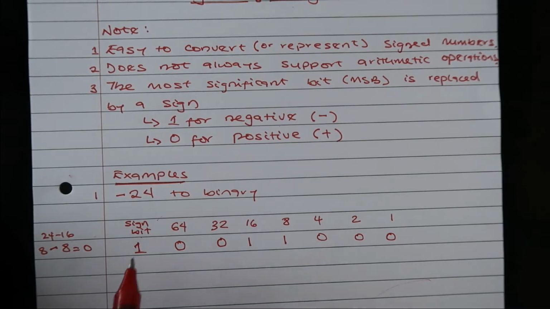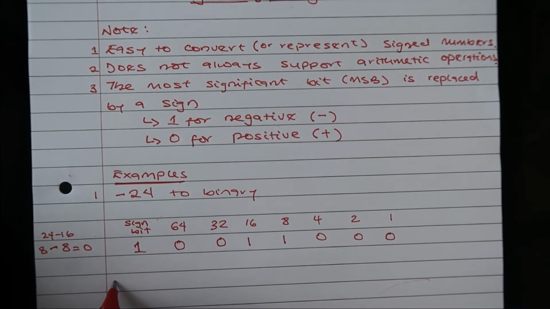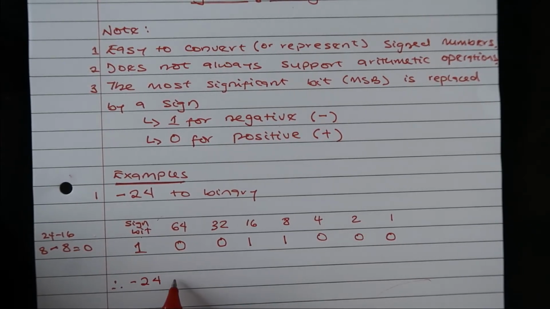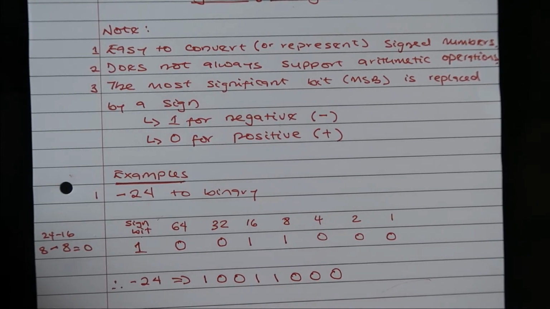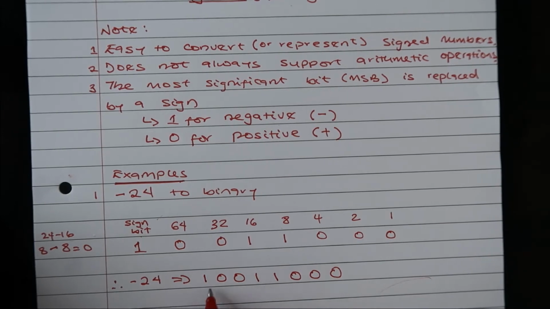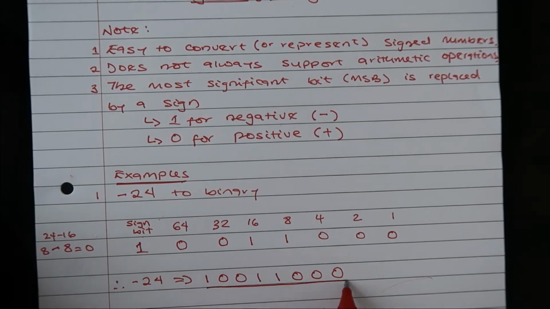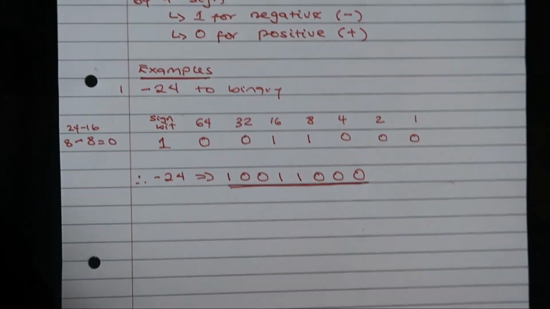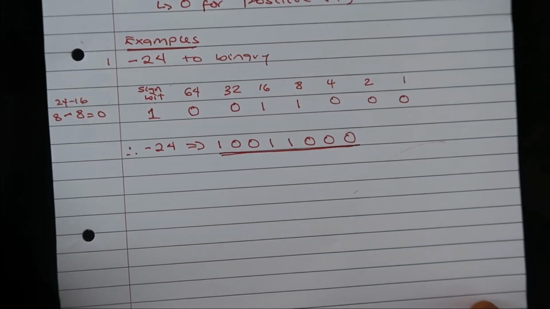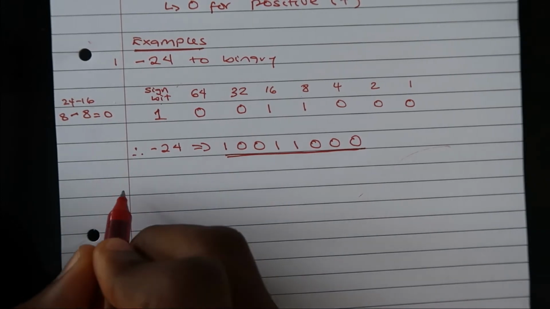So it means that minus 24 to binary using sign and magnitude is 1, 0, 0, 1, 1, 0, 0, 0. This is our final answer. So this is minus 24 using sign and magnitude. Let's look at another example.